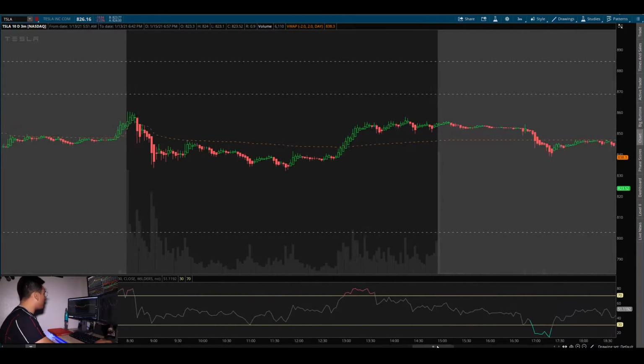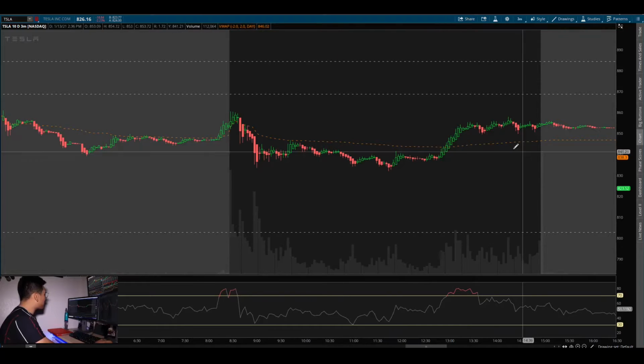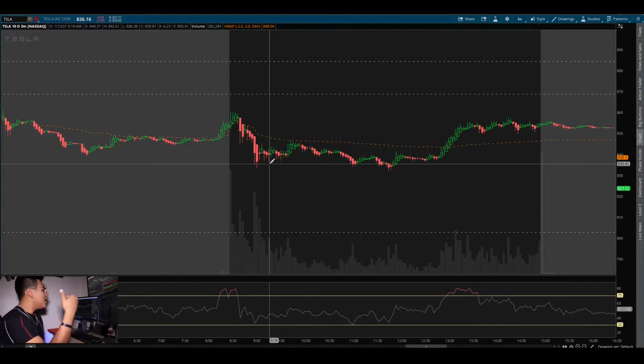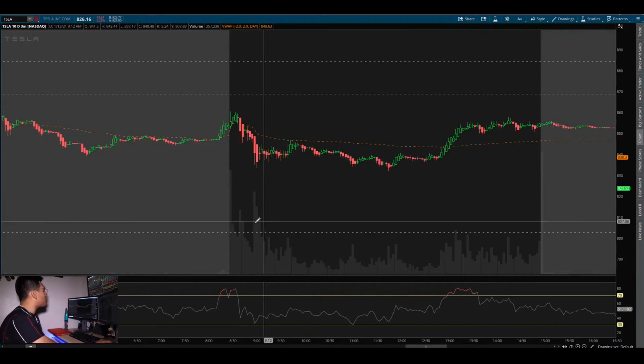So let's move on to Tesla over here. Look, here's an example. Tesla was above VWAP, and then it came below. So what am I looking for now that it crossed under VWAP? I'm looking for a VWAP roll towards the downside.